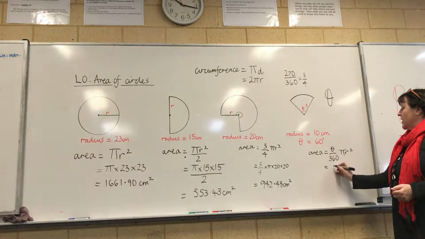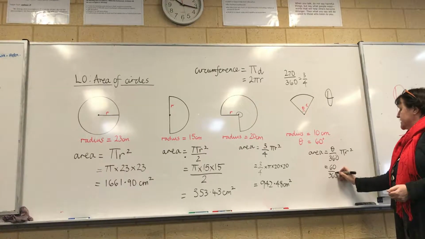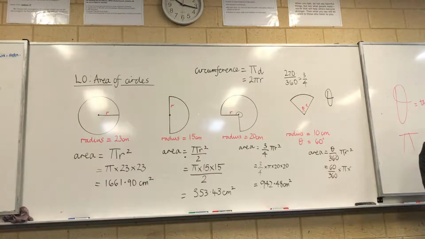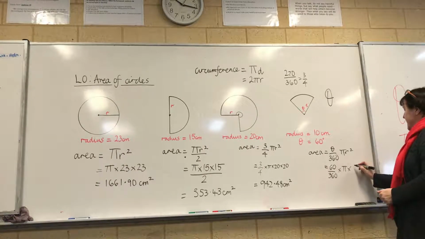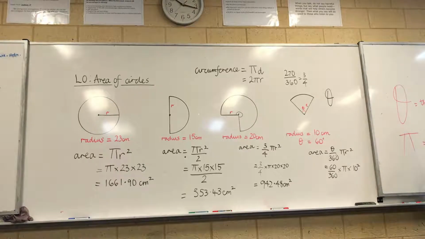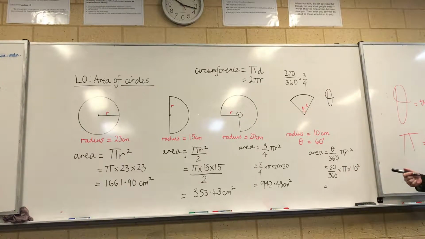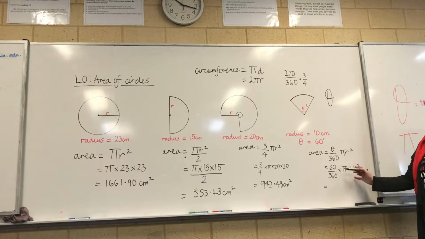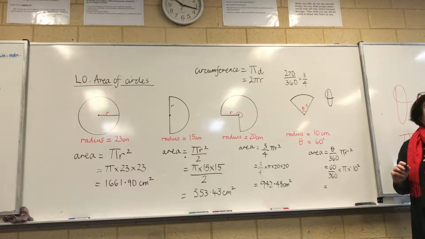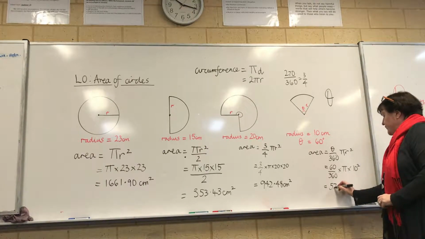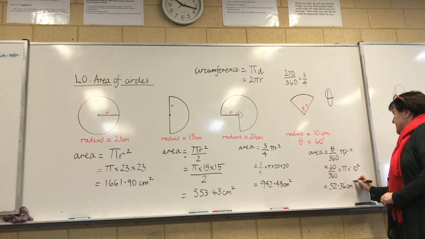Lachlan? Put 60 over 360. Well done. Times pi times 10 squared, yeah, times 10 squared, that's right. Times 10 times 10. Okay. So, what does 60 over 360 simplify to? 0.16. Yeah, what's that as a fraction? 1/6, that's right. But obviously you don't need to simplify the fraction because your calculator will do it for you. So 60 over 360 multiplied by pi times 10 squared comes to? 52.36. Centimetres squared.